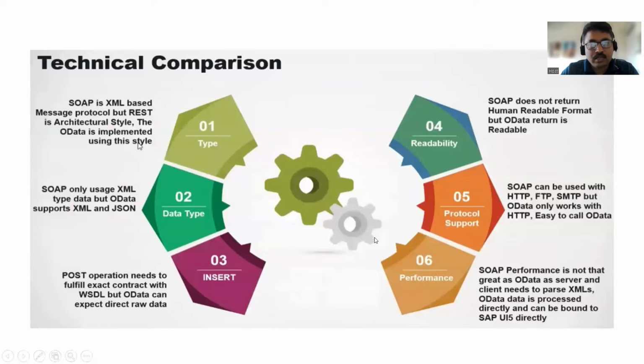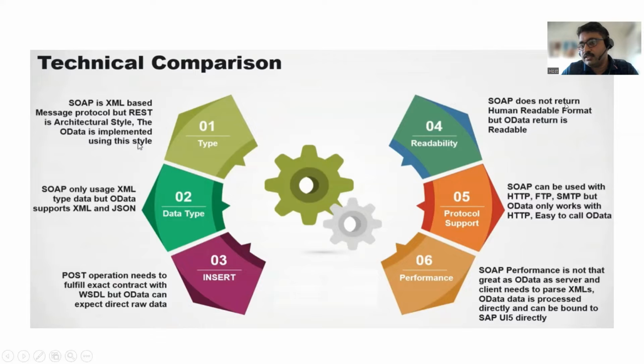Good. And now here you can see the technical comparison. SOAP is an XML based message protocol, but REST is an architectural style. OData is implemented using this REST based style. SOAP only uses XML type data, but OData supports XML and JSON, right? SOAP needs to fulfill an exact contract with the WSDL. These are the technical differences, right? So SOAP actually uses the WSDL. SOAP does not return a human readable format, but OData does.